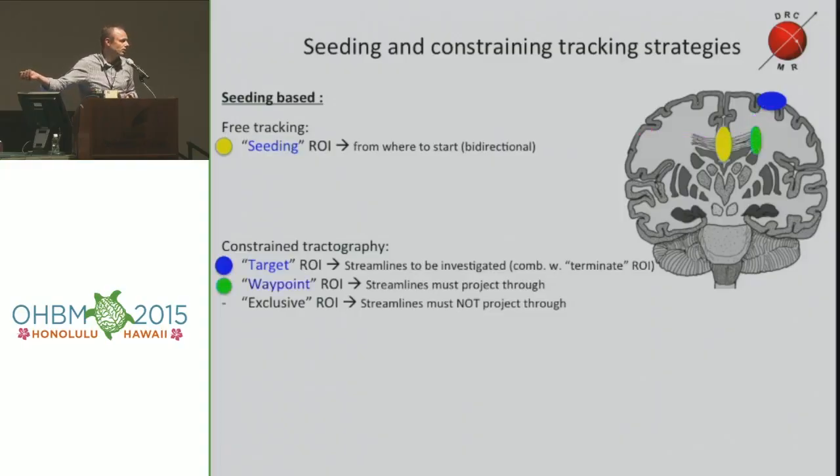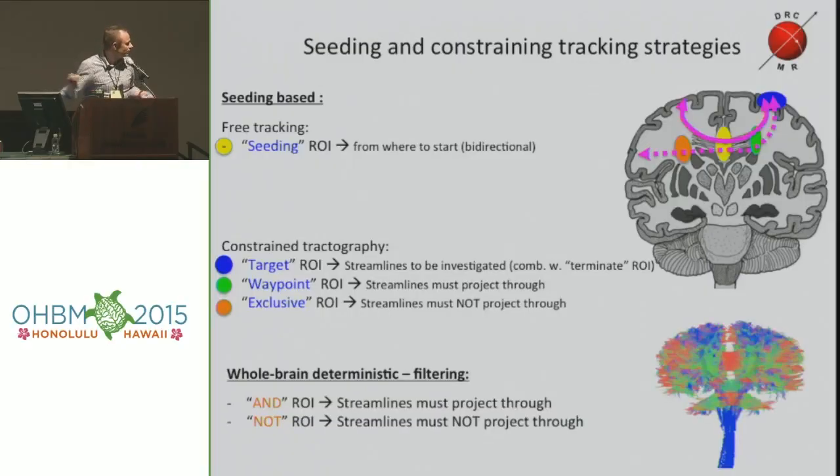Then we can constrain even more if I want a specific track. So I can use a waypoint. I only want those streamlines that are projecting through this specific waypoint and are still interested in what is happening in this target region. Now it could be that some of the streamlines passing through this waypoint are not really the tracks I'm interested in. I do want to add some more constraints on the tracking. Then I can add an exclusive ROI in this area. So I only want this U-shape track. Then I exclude all streamlines that fulfill all criteria but enter this exclusive ROI. So these are the different things that you could do to constrain tractography.